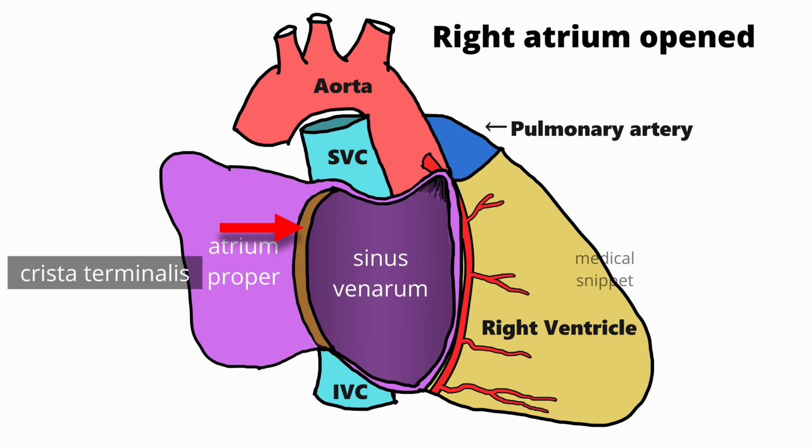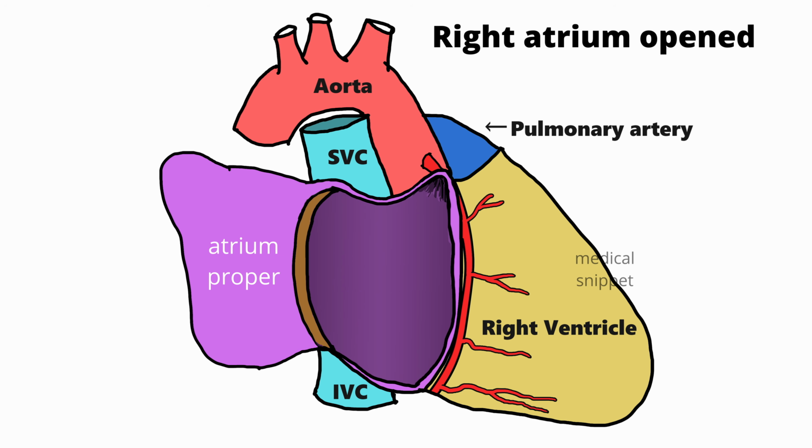The crista terminalis is smooth muscular ridge which runs along the right lateral wall between the two vena cava opening. The chamber anterior to crista terminalis is called atrium proper. The surface of atrium proper is rough. It is due to the presence of pectinate muscles.